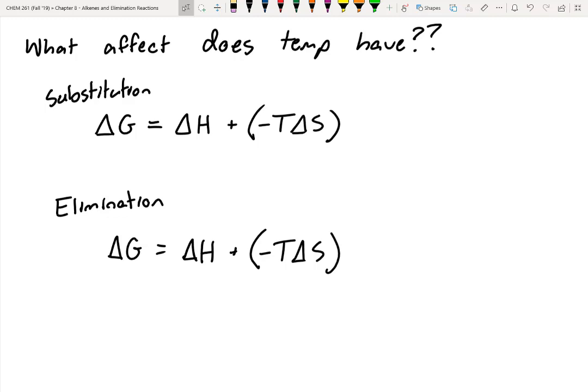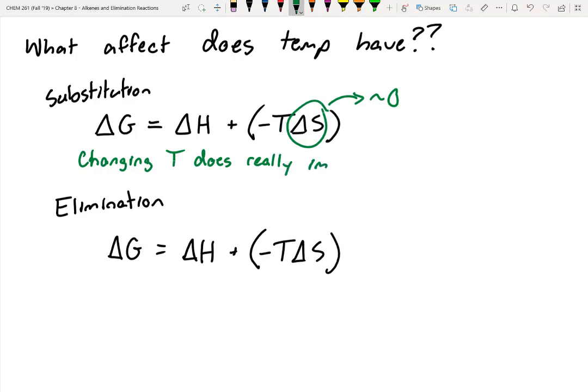All right, so let's reconvene as a class really quick. Let's do the substitution example. If delta S is approximately 0, what effect does changing temperature have on delta G? Really minimal to no effect, right? So changing T doesn't really impact delta G for substitution.